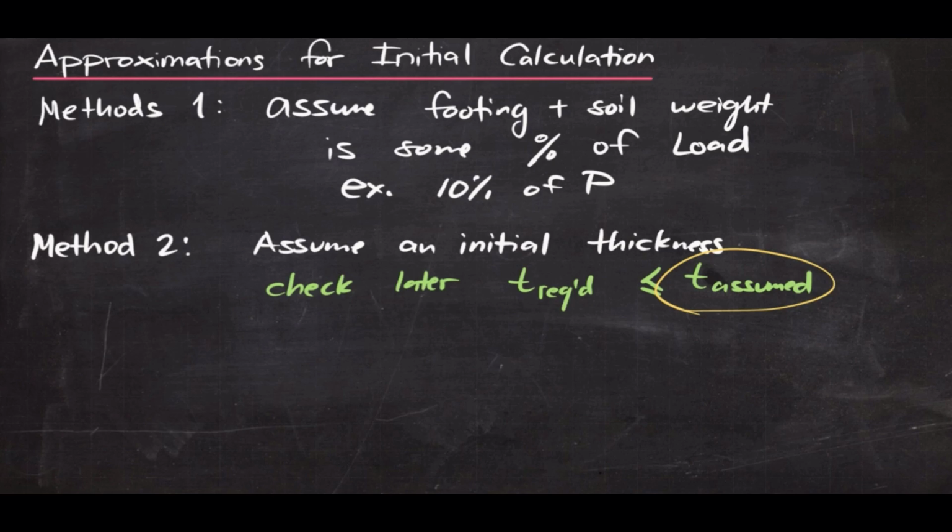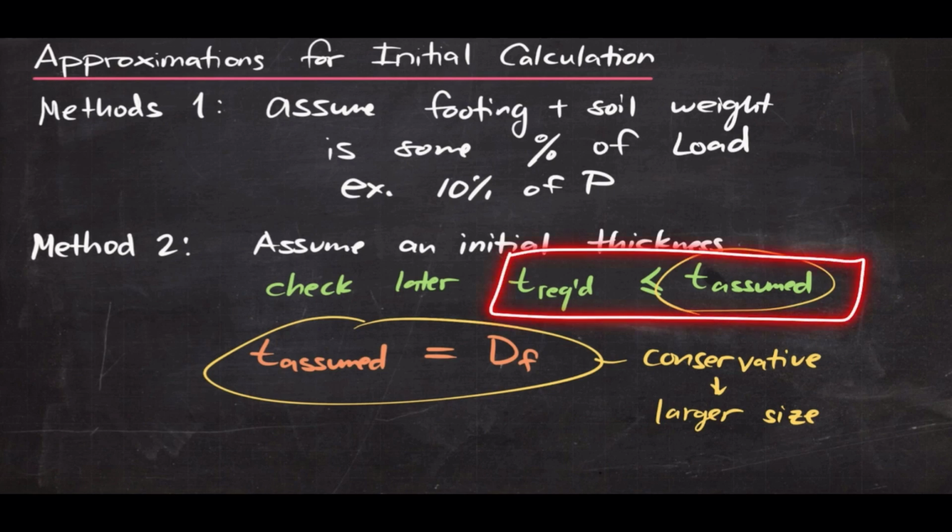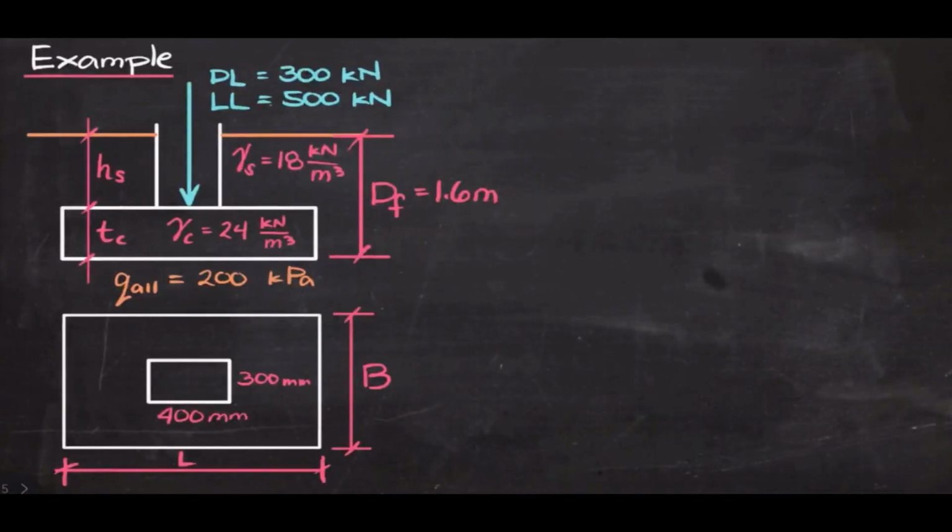So for me, my preferred way is to use a conservative value where, what I do is, the assumed footing thickness, I set it to the founding depth. This is conservative, and I found that it will always work. Conservative meaning to say we will have a larger size of footing when we do the calculations. But an advantage is that it will always work. Okay? This check will always be realized. Okay, so let's do this. Let's go back to this example.